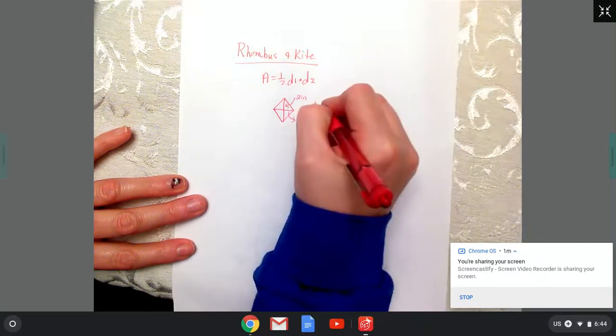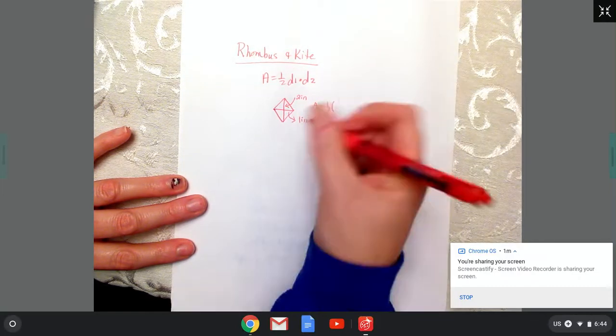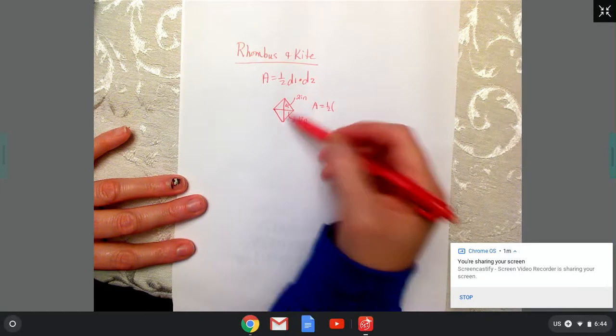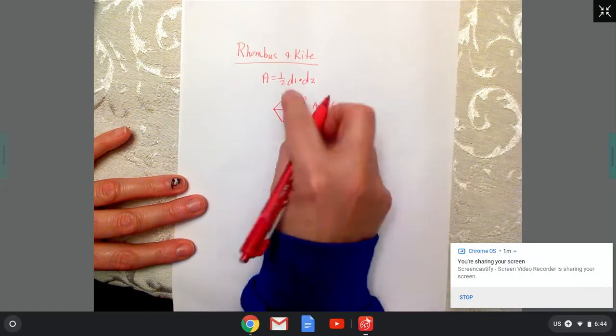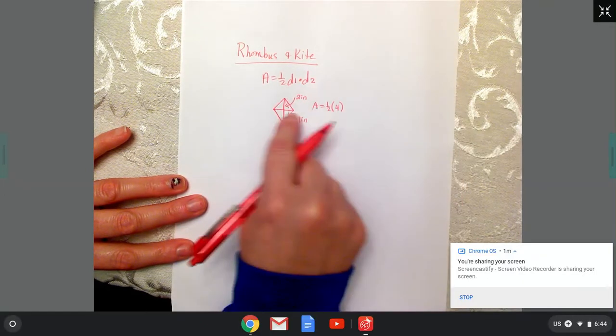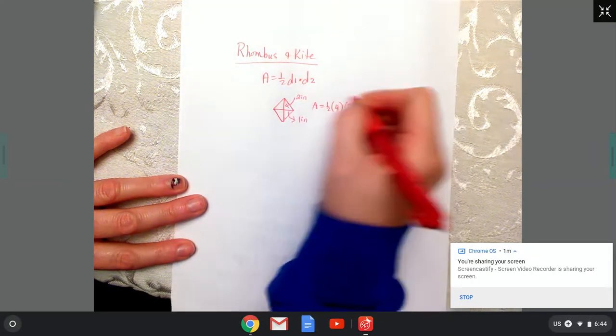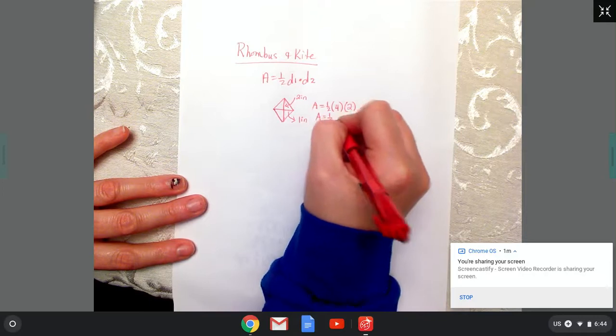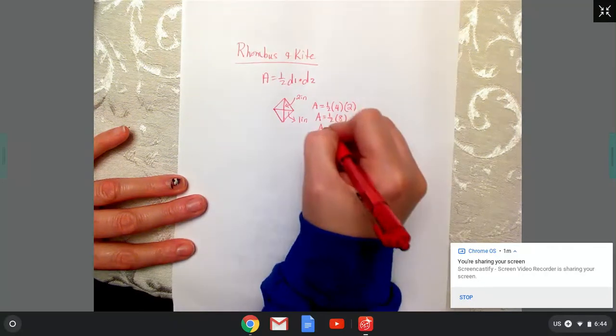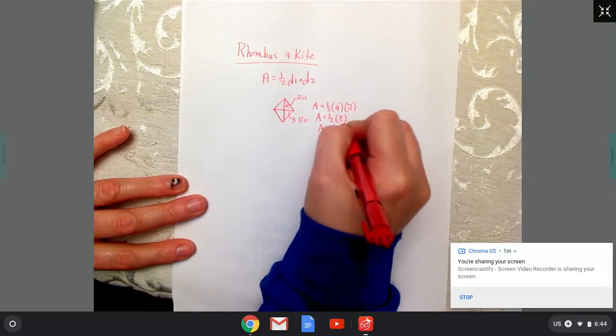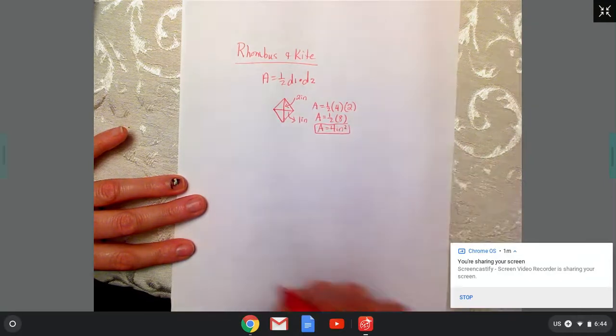So when you do this formula, you have to double that. So this full diagonal is 4, 2 plus 2, and this full diagonal is 2, 1 plus 1. So just wanted to remind you to look for those when you're coming across the rhombus and the kite.